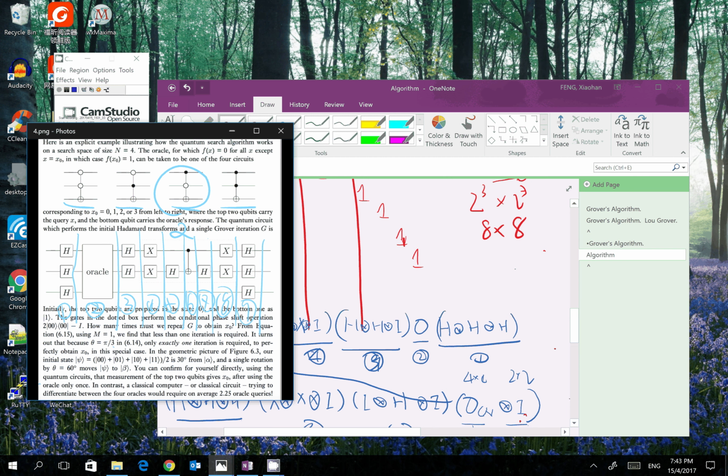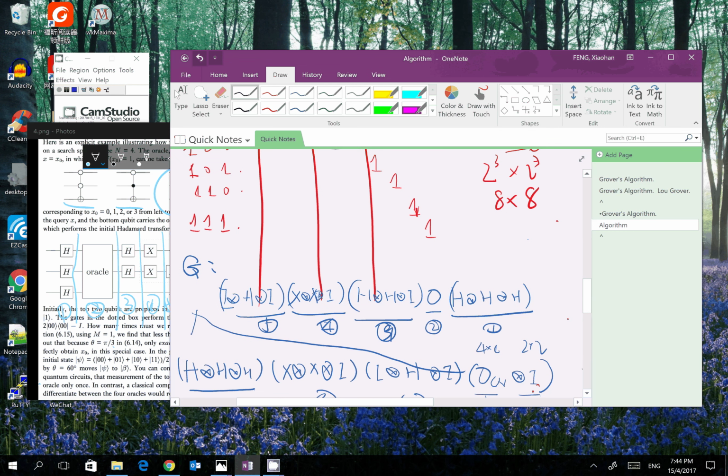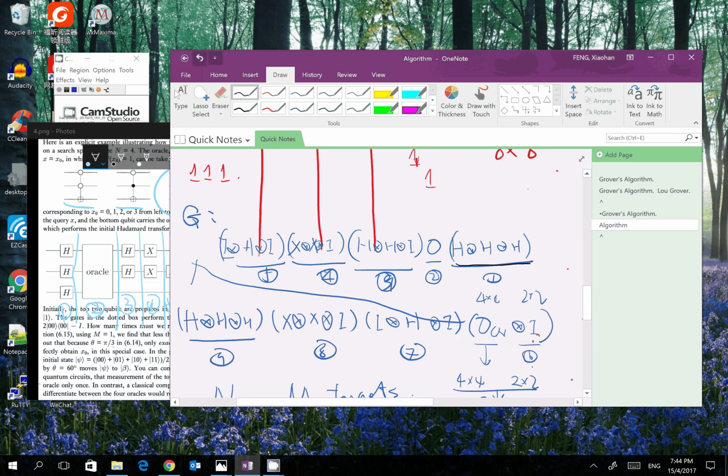So the parallel lines here mean tensor product, and we multiply each step by just normal matrix multiplication, and then we can get the unitary matrix that can represent the Grover iteration. So this is the first step, and we multiply the second step, which is the oracle, to the right of the first step, and we multiply the third step to the right of the second step, and we do it step by step, and finally we get a unitary matrix.